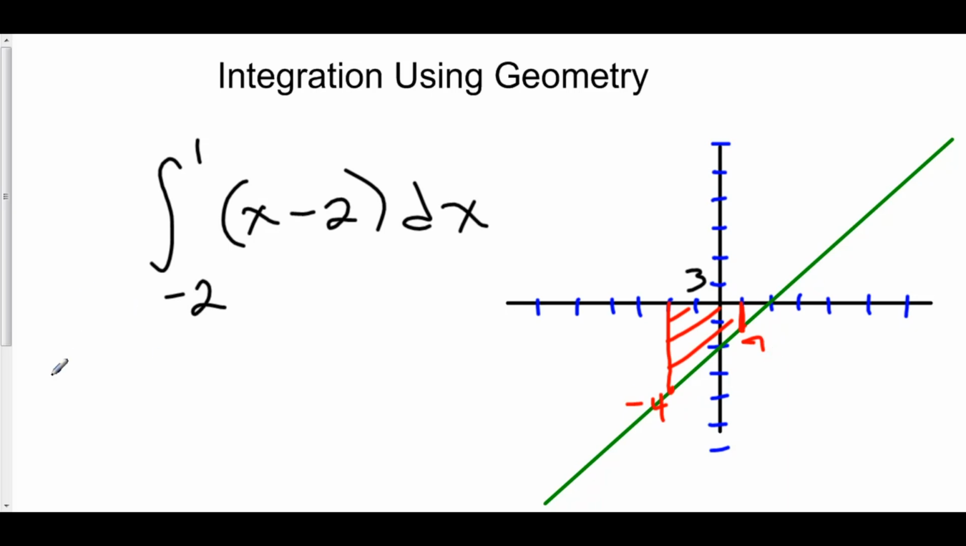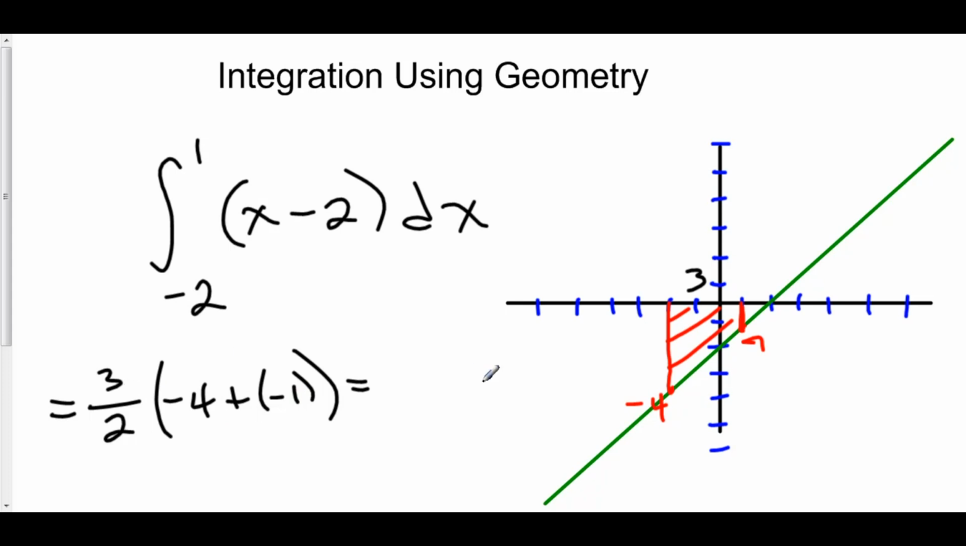And we can use our trapezoid formula, which is the base, 3, divided by 2, times your first height, which is -4, plus your second height, which is -1. -4 plus -1 is -5, times 3 is -15, all over 2. And so the answer to this particular integral is either -15 over 2 or it's -7.5.